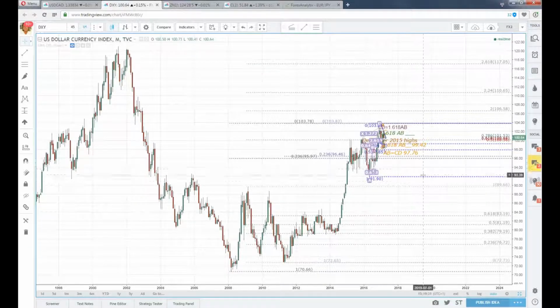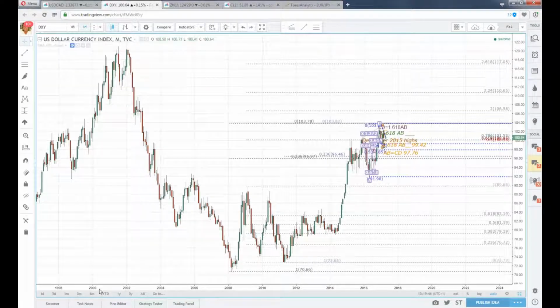We should come all the way back to the 382. From this decline from 2001 to 2008, we've hit the 618. We should therefore normally retrace to the 382 and then return to the 50 and then rally. That's what most people looking at that would say.